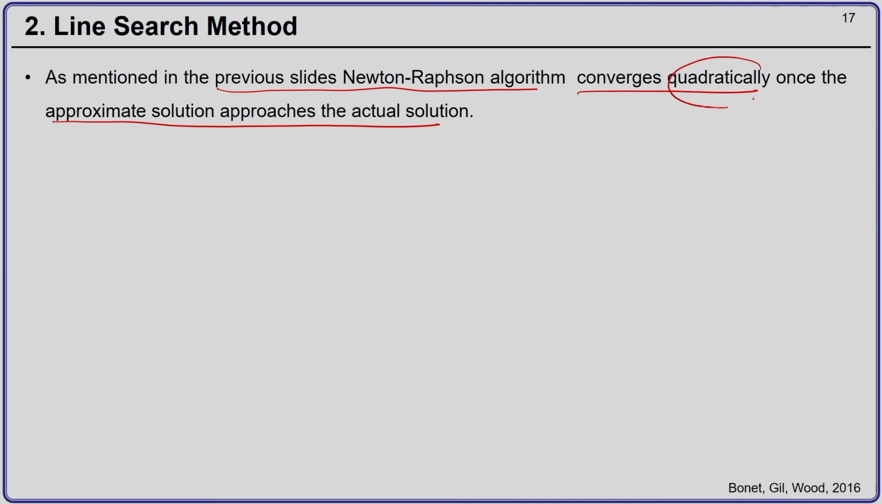So, quadratically means the error, if say in step k is epsilon, then in the k plus 1th step the error would go down to epsilon square. And then, for example, in k plus 2 it will go down to epsilon square square. So, this is only when you are near to the actual solution.